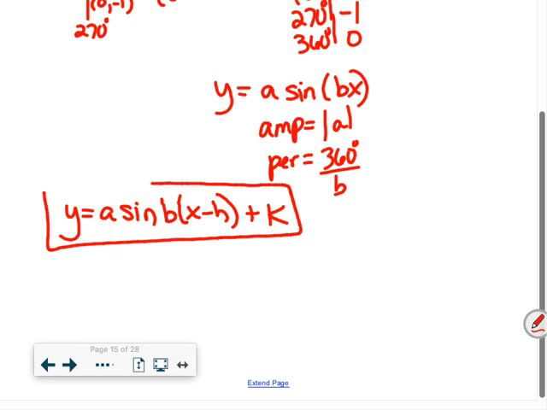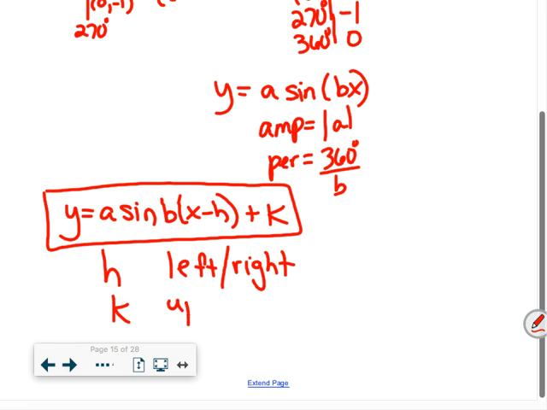If this is the full transformation, A still represents amplitude, absolute value of A. B is still going to be connected to the period length, 360 divided by B. Now, this follows quadratics, square roots, absolute values, exponentials, logarithms. What does H do? How does H shift? Left, right, and it does the opposite of what you think. And then what does the K do? Up, down, and it does what you think.